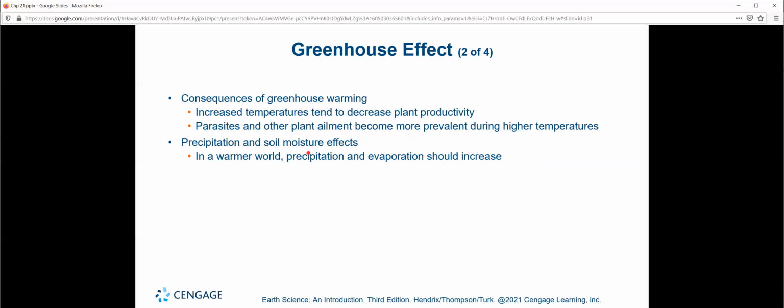And of course, parasites and other plant ailments can become more prevalent during higher temperatures, which again kills the plants more and more and more. And in a warmer world, we also see increases in things such as precipitation and evaporation. Again, let's go back to the hydrologic cycle. The upfeed of the hydrologic cycle is the H2O evaporating up and hitting the atmosphere, turning into clouds, right? That's how clouds form, from the water on the surface. If we have a higher temperature, we have elevated evaporation, we're going to have more clouds and elevated precipitation. Clouds are going to rain down more.